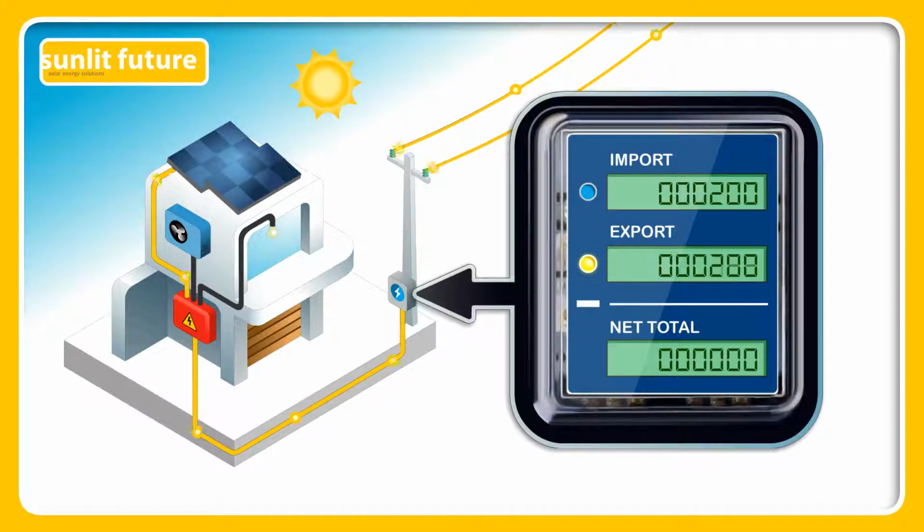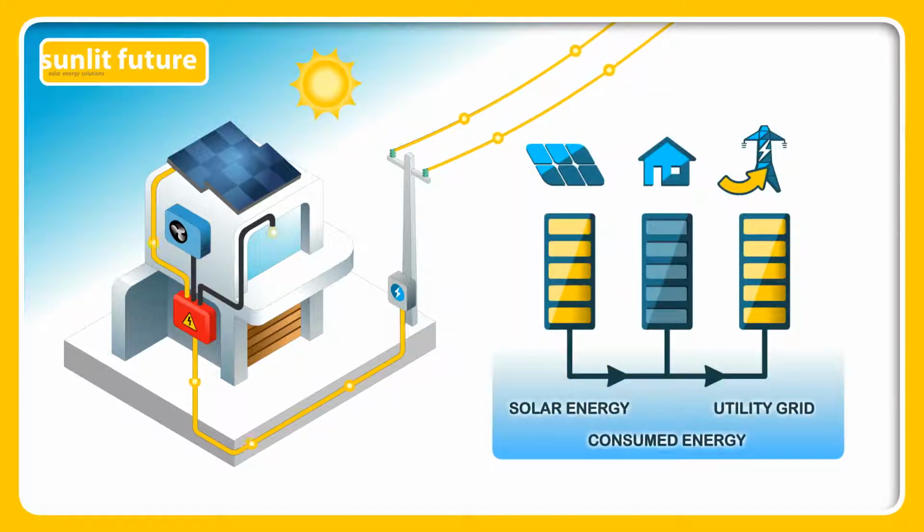The meter will not go below zero. When the system exports more than it imports, you get a credit. In a net metering system, you will not get paid for your credit. The amount is carried over to the next billing cycle or written off.